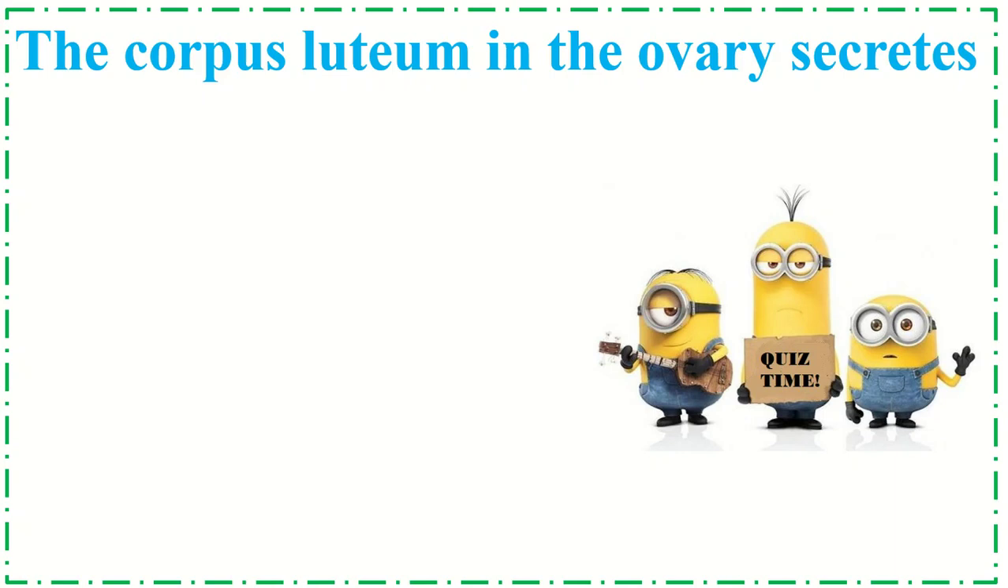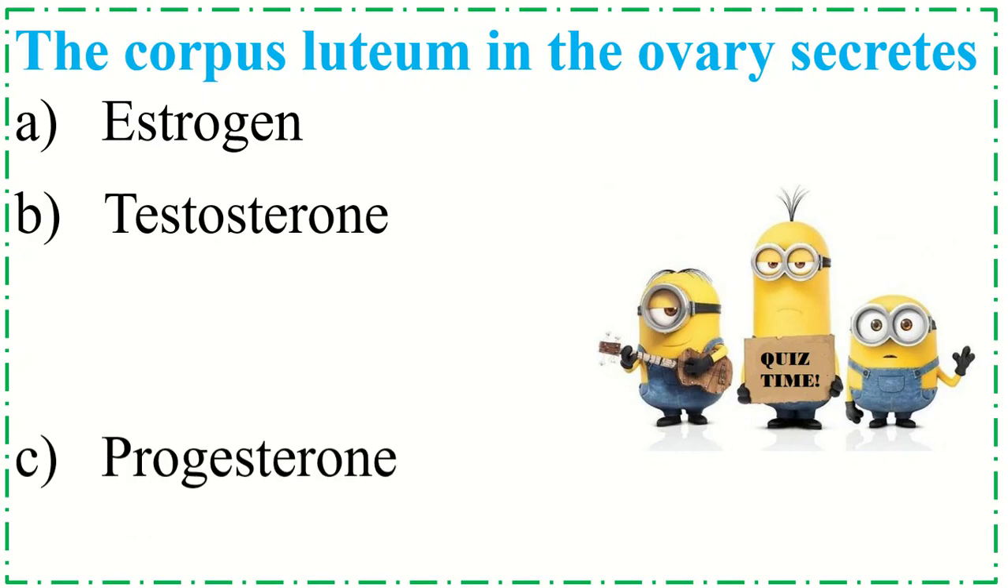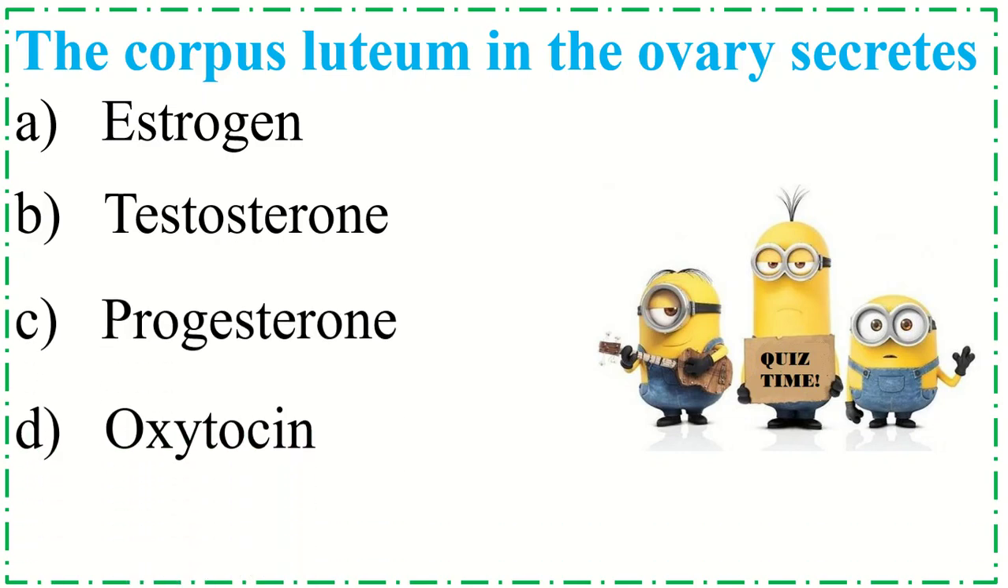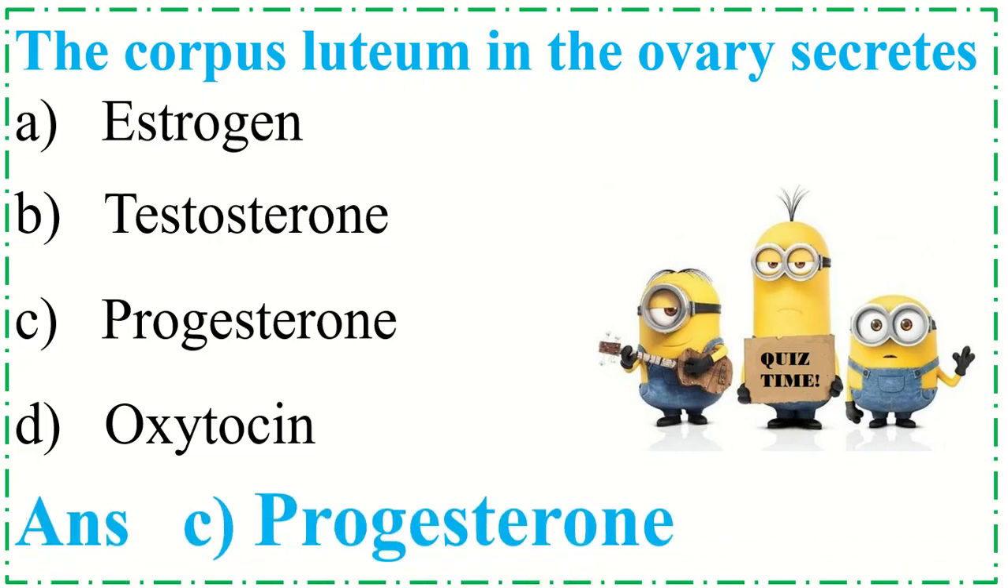The corpus luteum in the ovary secretes: option A, estrogen. B, testosterone. C, progesterone. D, oxytocin. Correct option is C, progesterone.